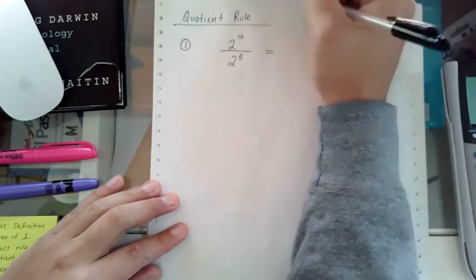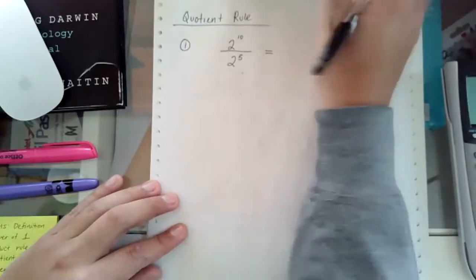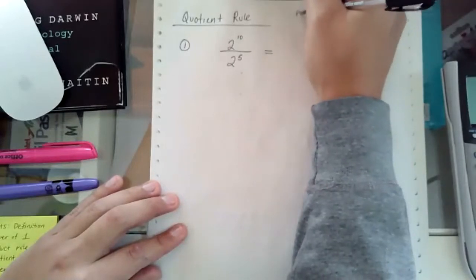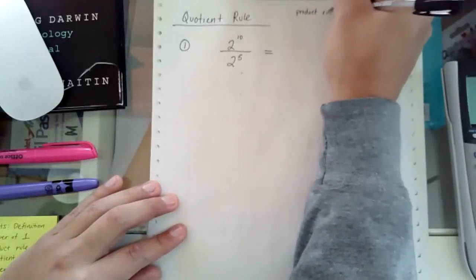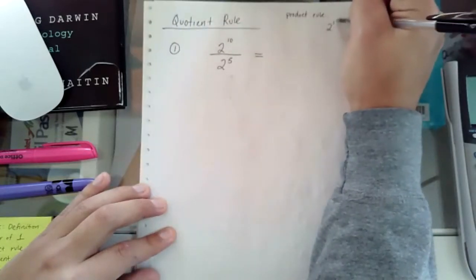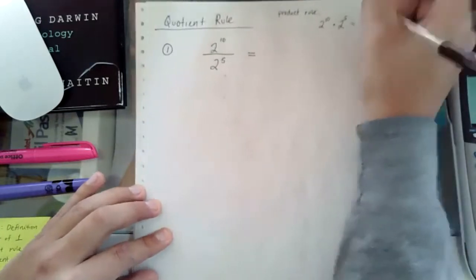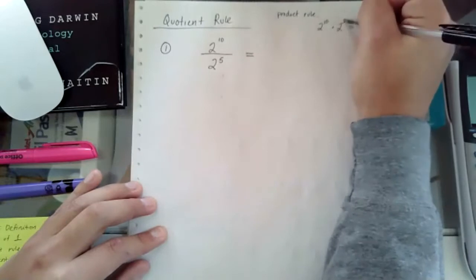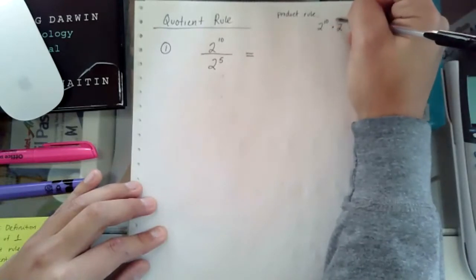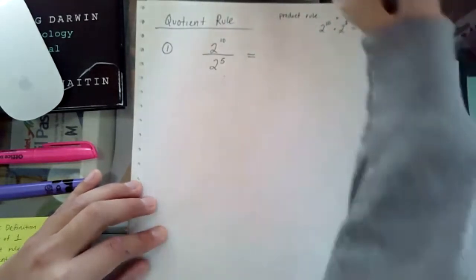But let's think about this, right? Let's think about the product rule, because multiplying and dividing are sort of opposites, right? And with the product rule, we said that if I had 2 to the 10th power times 2 to the 5th power, we just wrote the base and then we added these two exponents together, right? To get 15.